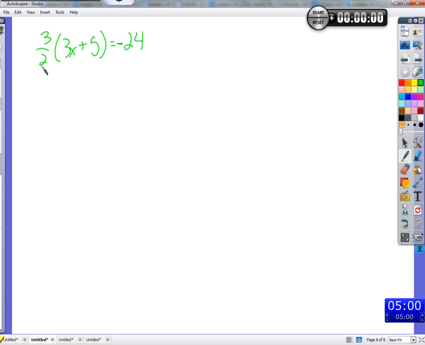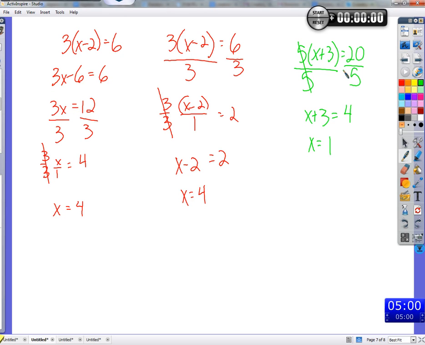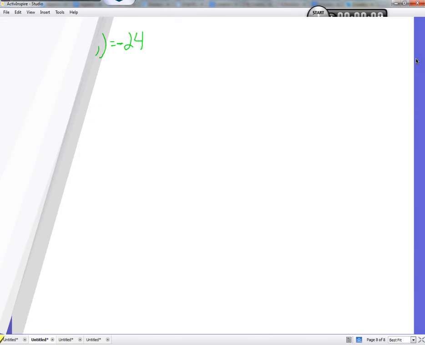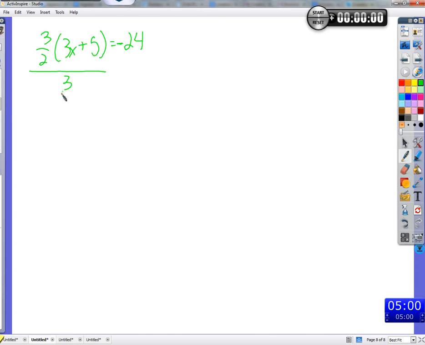Yes? We did it in the last ones, right? We divided by 5, we divided by 3 here, well here, divided by 3 first. So divide by 3/2. And what's 3/2 divided by 3/2? 1. That's just a 1. And what's 1 times 3x plus 5? 3x plus 5, right? 1 times 3x plus 5 is 3x plus 5. It doesn't change a thing. Okay, so we did that on that side. We've got to balance it out, do it on the other side. We've got to divide this by 3/2.